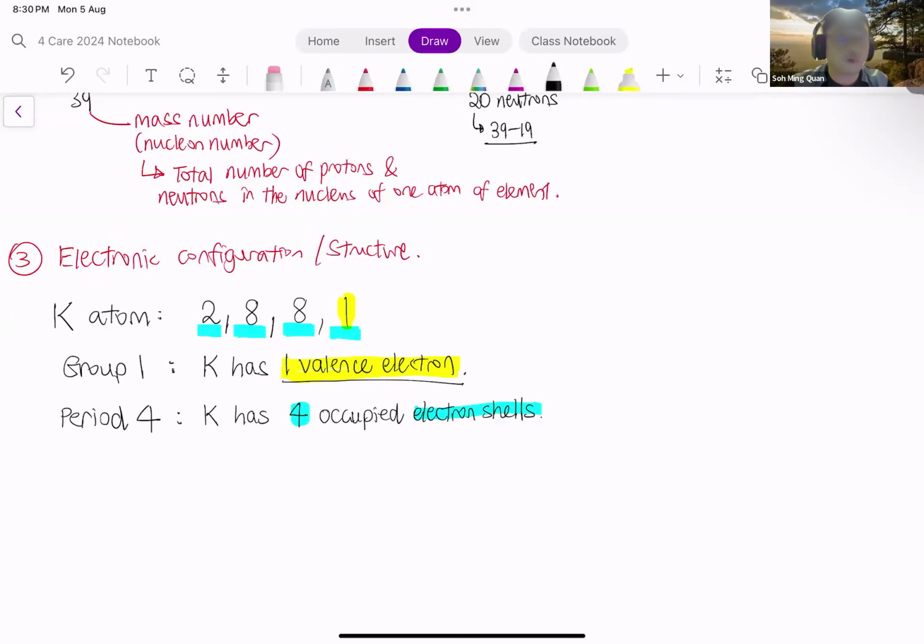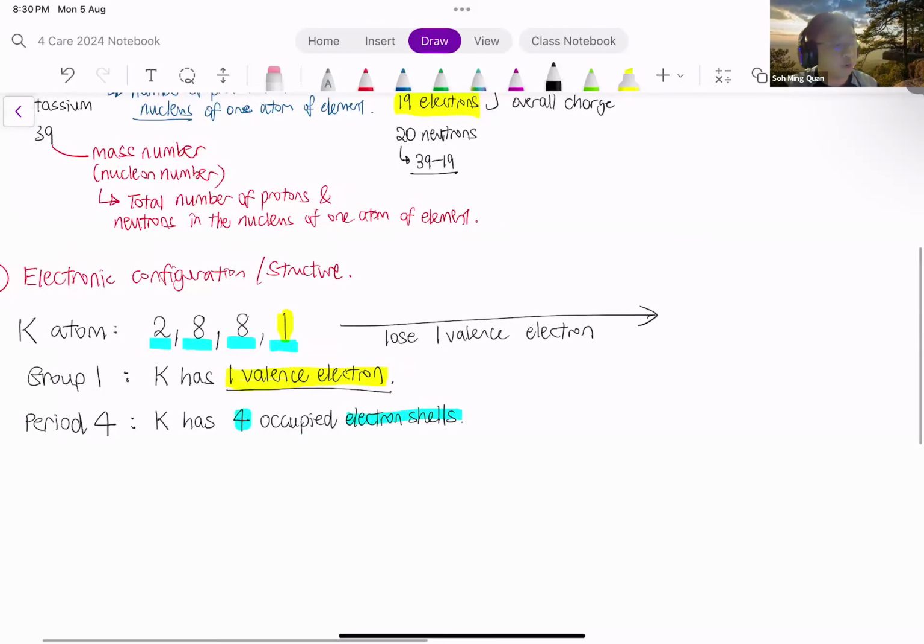The reason is because the 1 electron in the outer shell means that the outer shell is not fully filled. So the concept here is all elements will lose or gain valence electrons to achieve a fully filled outermost electron shell. So if you have 2, 8, 8, 1, that 1 valence electron has to be lost. So potassium will lose the 1 valence electron. And when you lose the 1 valence electron, I'm sure you can work out, it literally becomes 2, 8, 8.